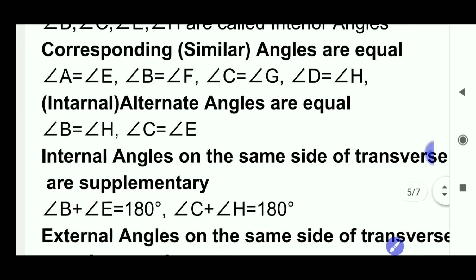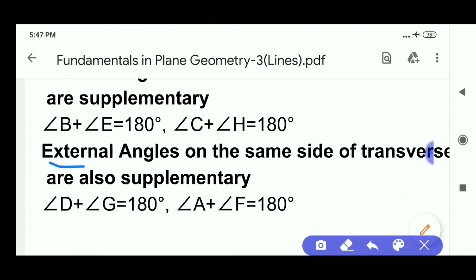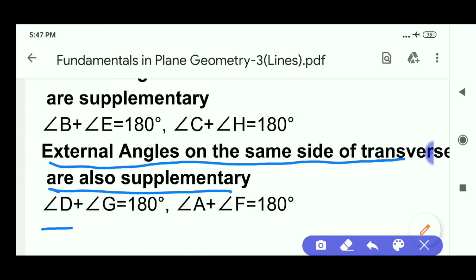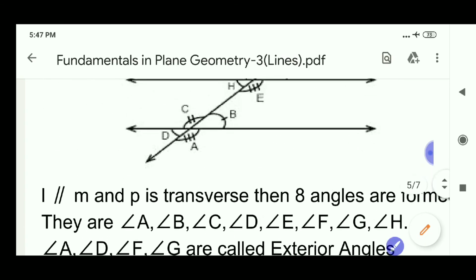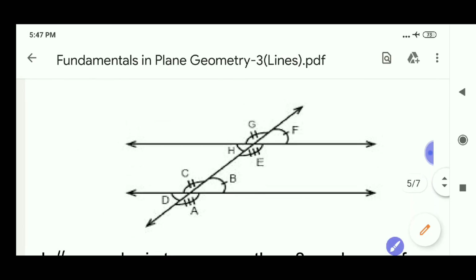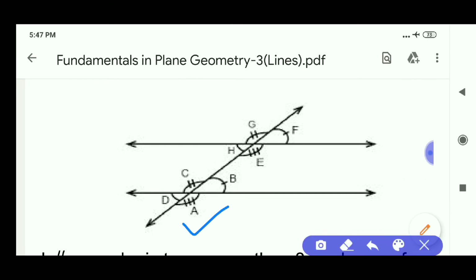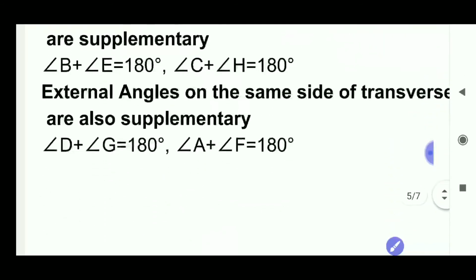Now, one more thing. Exterior angles on the same side of the transversal are also supplementary. They are angle D plus angle G is 180. Angle A plus angle F is also 180. Exterior angles on the same side. What are they? Angle A plus angle F and angle D plus angle G. These are also 180 degrees.